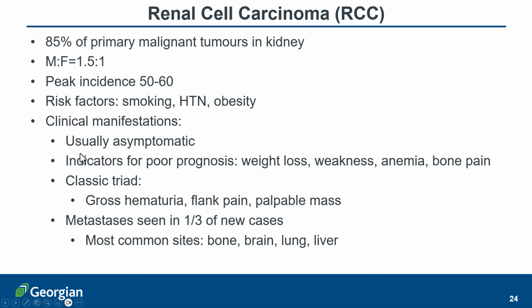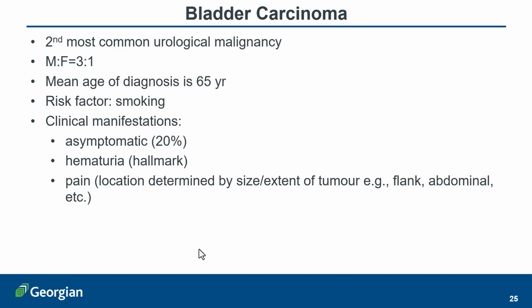As mentioned, most cases of renal cell carcinoma are asymptomatic until the late stages, and hence when it's diagnosed, metastasis is usually already seen in up to 1/3 of new cases, because the tumor has been growing for quite a while already and metastasis has occurred. So common sites of metastasis are the brain, the bone, the liver, and the lungs. Those would be the common sites. So that's RCC in adults.